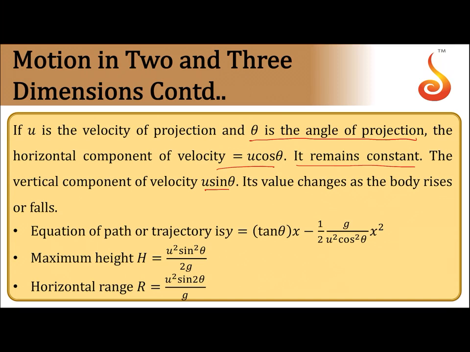So the equation for the path or trajectory of a projectile is given by y is equal to tan theta x minus 1 by 2 g divided by u square cos square theta into x square. Maximum height reached by projectile is given by u square sin square theta by 2g. Horizontal range of projectile is given by u square sin 2 theta by g.